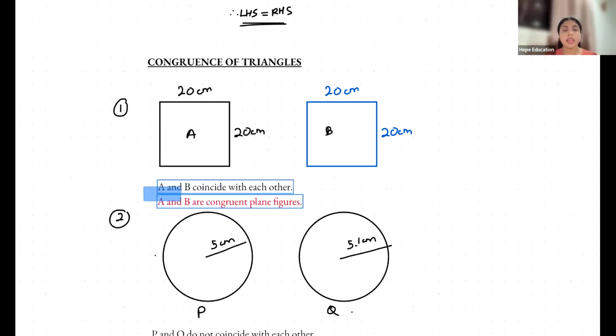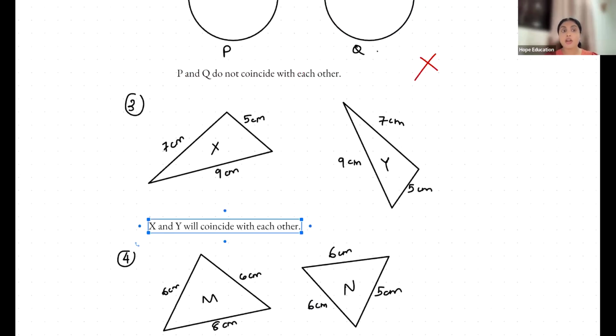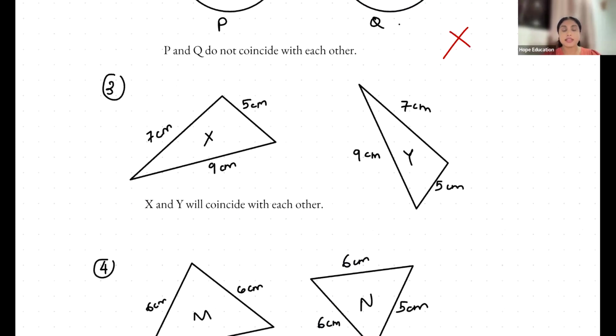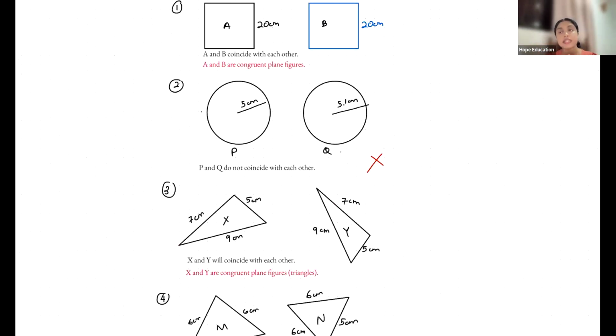Then here P and Q, they are not congruent because they don't coincide with each other. X and Y, they will coincide with each other. So they are also congruent. I can say X and Y are congruent plane figures. In other words, they're triangles. So we can say they're congruent triangles. M and N, they are not congruent because they don't coincide with each other. Any two plane figures that perfectly coincide with each other, we call them congruent. That quality is what we call congruence.